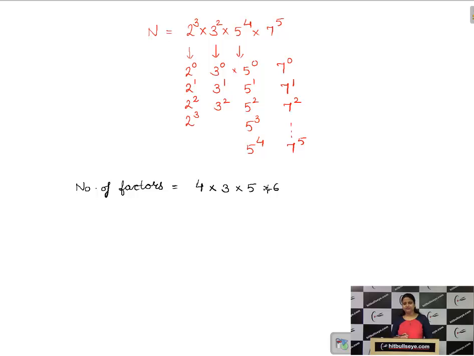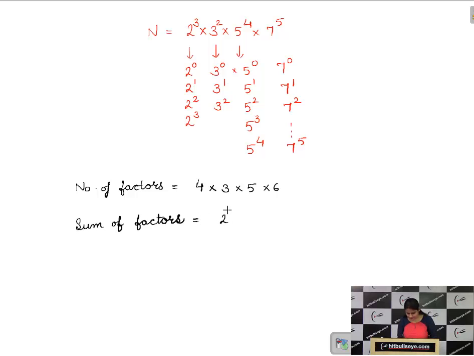From the second column, choice can be made in 3 ways. From the third column, choice can be made in 5 ways. And from the fourth column, choice can be made in 6 ways. So that is the answer in this case. Now come to sum of factors.